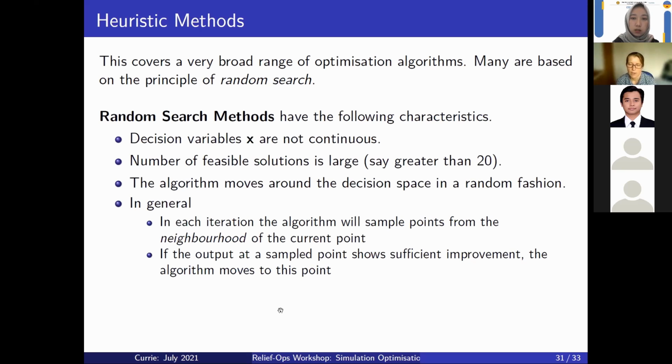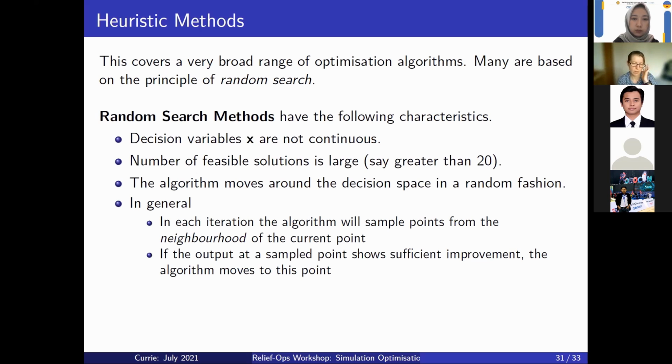Random search methods have the following characteristics. The first thing: decision variables x are generally not continuous. So you are looking at discrete values for x. And the example we had was the number of call handlers in a call center.